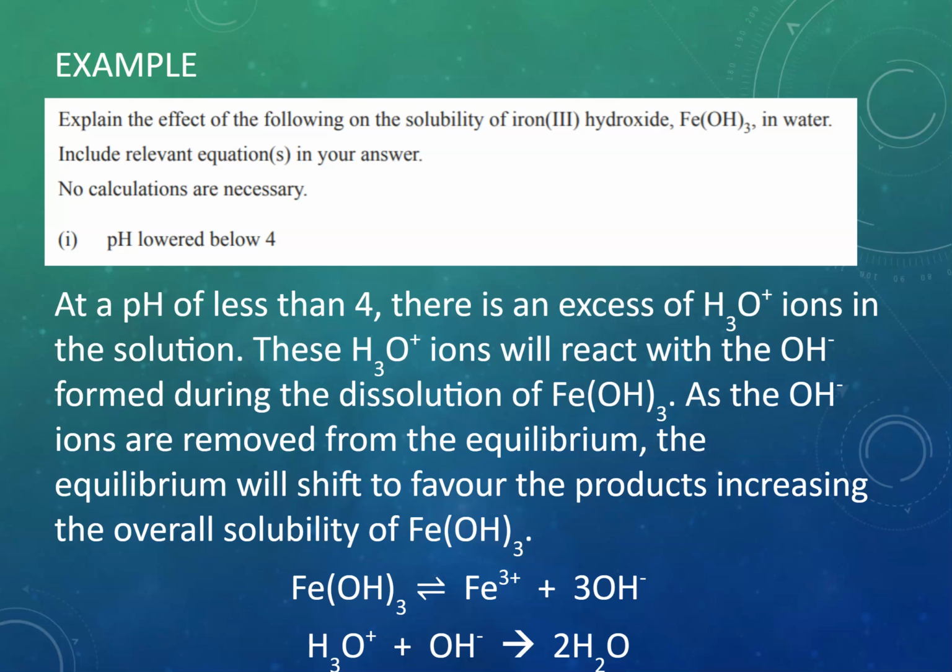Okay, so the sort of explanation, at a pH of less than 4, there will be an excess of hydronium ions present in the solution. These hydronium ions will react with the hydroxide ions formed from the dissolving of iron hydroxide. As the hydroxide ions are removed, the equilibrium will shift to favour the products, or the forward reaction will be favoured, whatever you like to talk about. The equilibrium will move to the right, increasing the overall solubility of iron hydroxide. So there you have your explanation supported by equations. And that's the sort of thing we're looking for when we're talking about the effect of pH on solubility.